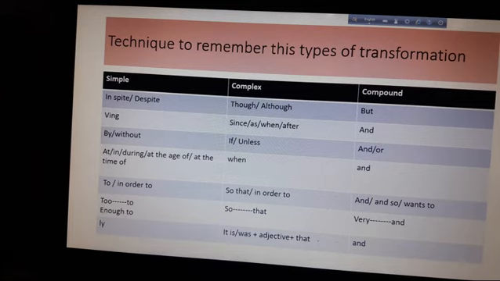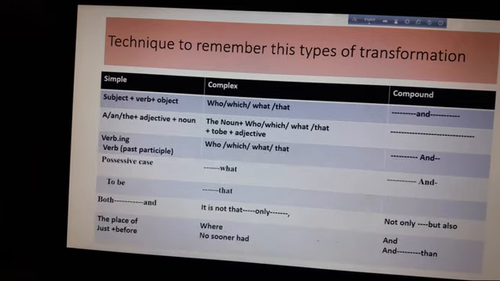On the other rules: to or in order to. If you see, in the middle of the sentence there can be used to plus verb or infinitive, then you can turn into complex sentence. There you can use so that or in order that, compound sentence and so, or wants to. So today I will discuss these three rules.